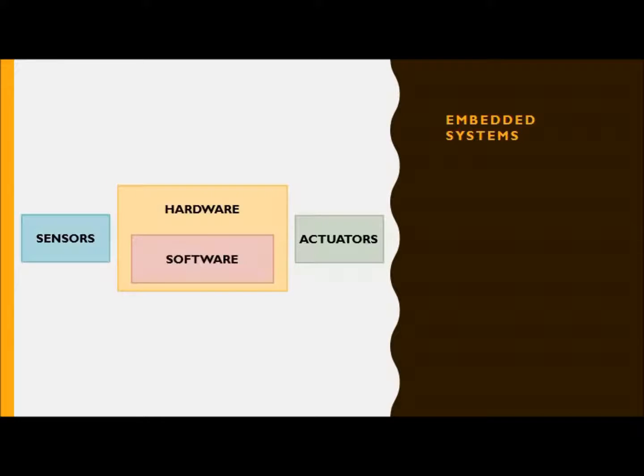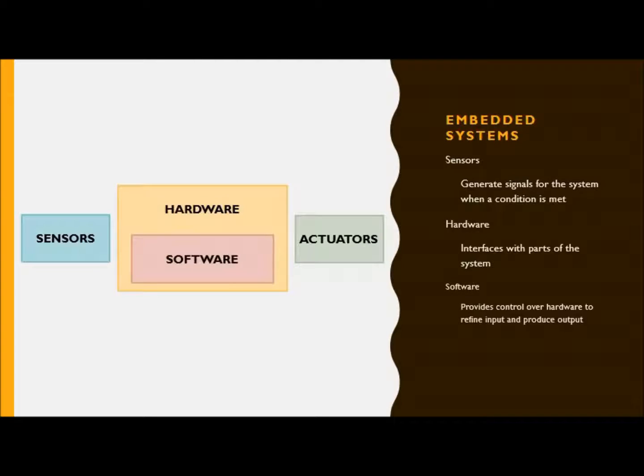An embedded system consists of four main components: sensors, which generate signals for the system; hardware, which interfaces with the various parts of the system; software, which provides control over hardware to refine input and produce output; and actuators, which react to the conditions. Together, these four components combine to form a system designed for an application or purpose. In our case, the Voco is an embedded system designed to control a robotic vehicle using voice commands.